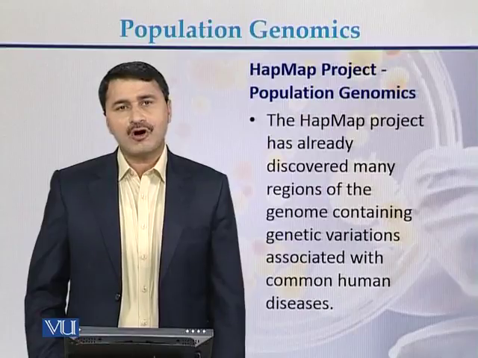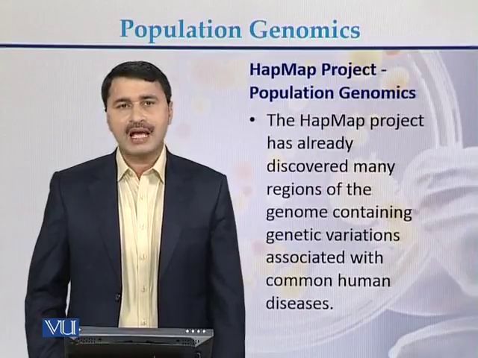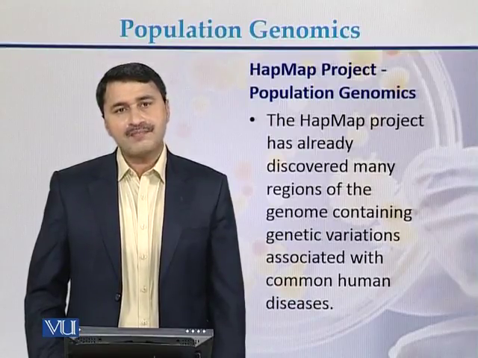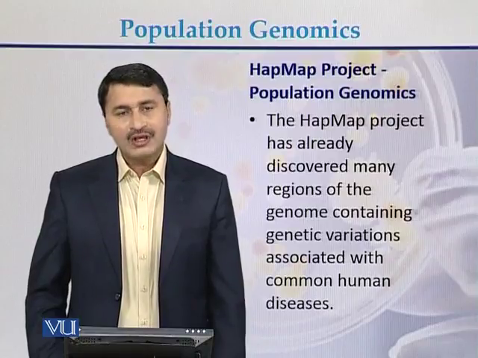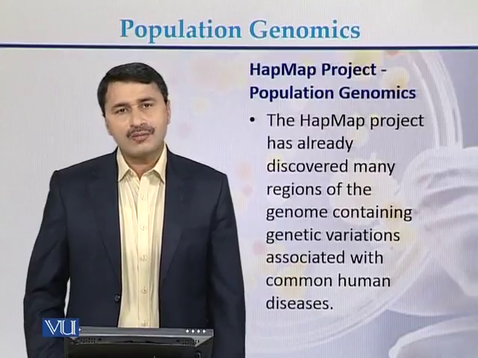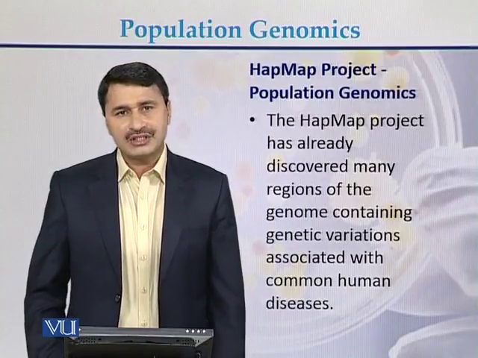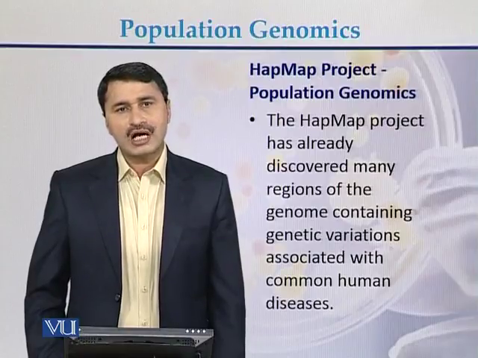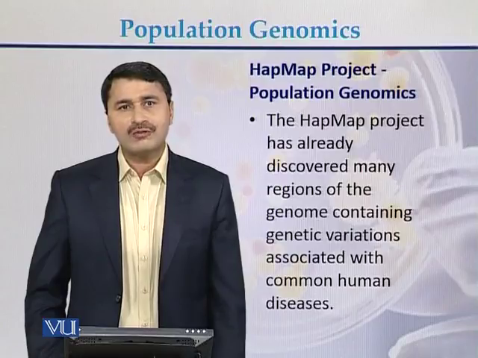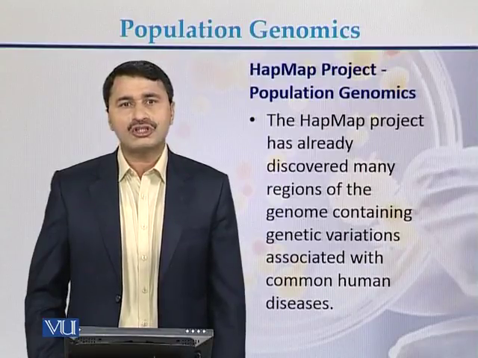The second example of population genomics is the HapMap project. The HapMap project has also discovered many regions on the human genome which are associated with many diseases, like the most common diseases, cancers and diabetes. The HapMap project also identified and revealed those variations. If an individual has that particular genetic variation, that individual would be more susceptible to those diseases.